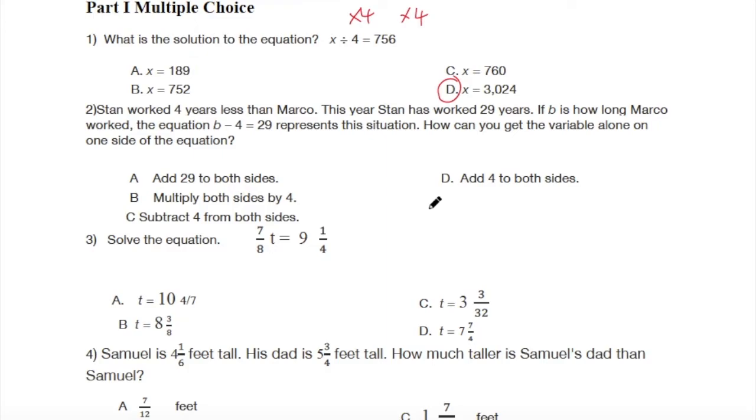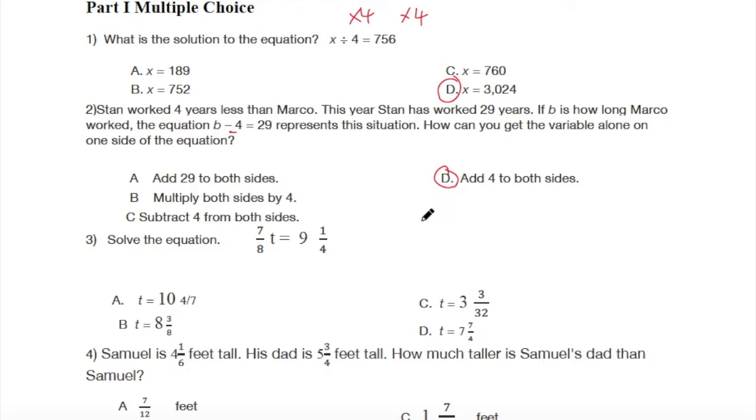Next question. Stan worked 4 years less than Marco. This year Stan has worked 29 years. If B is how long Marco worked, the equation B minus 4 equals 29 represents this situation. How can you get the variable alone on one side of the equation? Here we have B minus 4 equals 29. So using the addition property of equality, we can add 4 to both sides to make B alone. So the answer will be D.